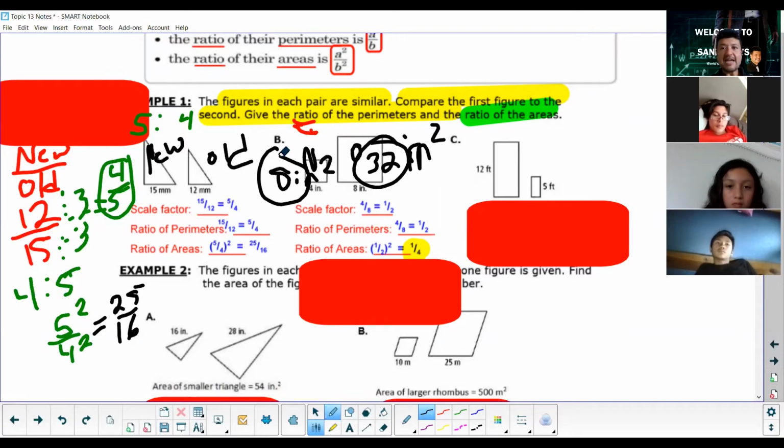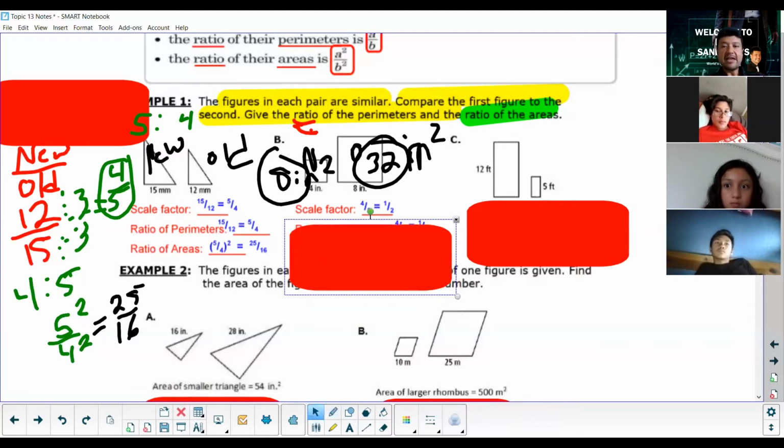So if you notice, it's not a direct thing. A direct one is a half, or 2, from 4 to 8, right? Here, it's a difference of 4. So that's the biggest thing of how the area affects scale factor as opposed to perimeter or length. All right, good.